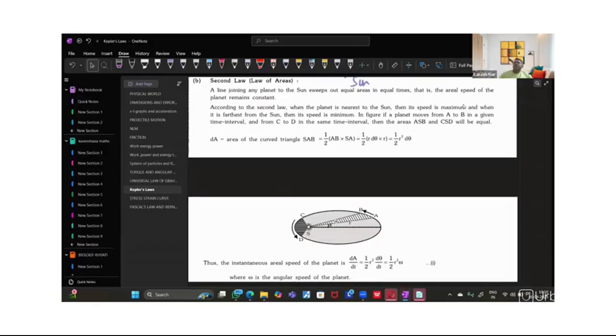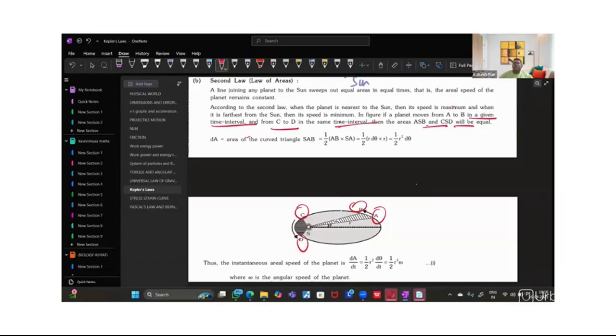In the figure, a planet moves from A to B, that means from this position to this position. This is the area swept by the planet from A to B in a given time interval, and from C to D in the same time interval. The areas ASB and CSD, S being the central point of rotation, that is the sun, come out to be equal. Now that's a fact. Okay, so this is the law of areas.